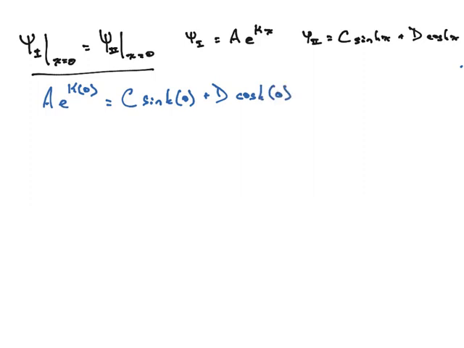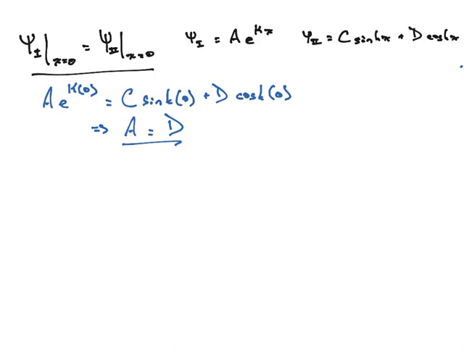All right, now let's simplify it. Let's see where it leads. e to the kappa times 0 is e to the 0, and e to the 0 is just 1. So on the left side we have a. On the right side, sine of k times 0 is 0, so we have c times 0, which is just 0. And then we have d cosine k times 0. Well, cosine of 0 is 1, so d times 1 is just d. So we get a is equal to d. There we go.